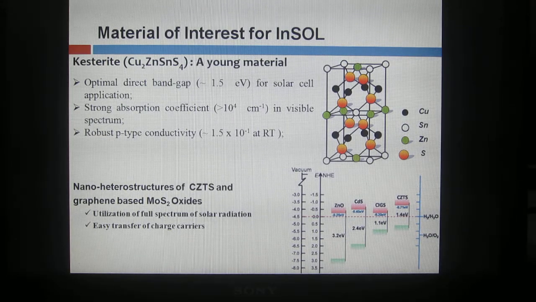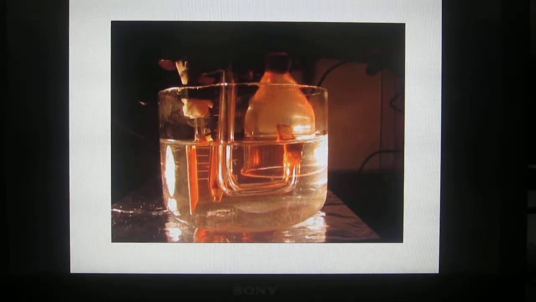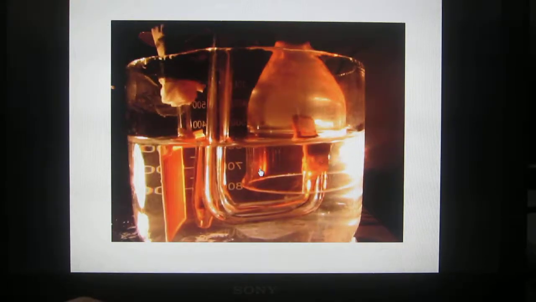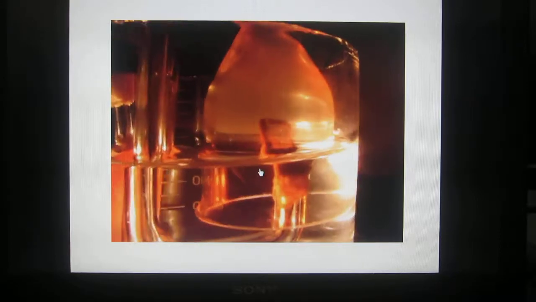Therefore, we will use a nanostructure of CZTS with graphene, MoS2 and other metal oxide semiconductors to utilize the full spectrum of solar radiation and for the easy transfer of charge carriers. Finally, the modified material will be used in a photoelectrochemical cell for the generation of hydrogen.